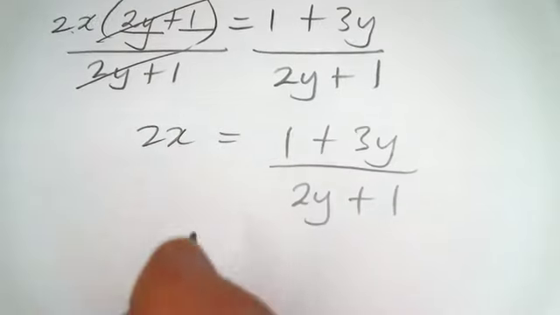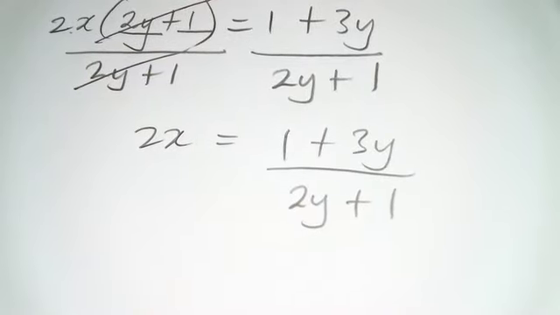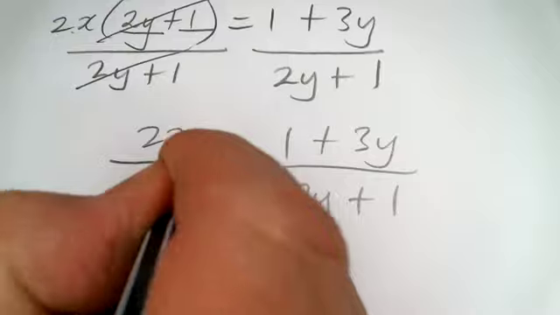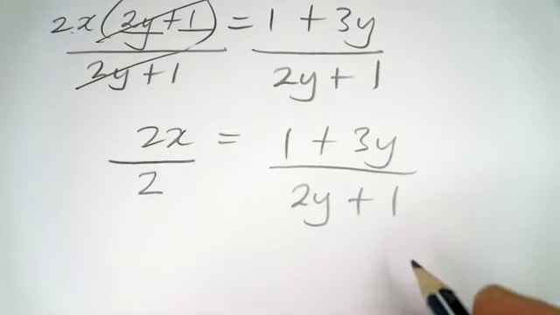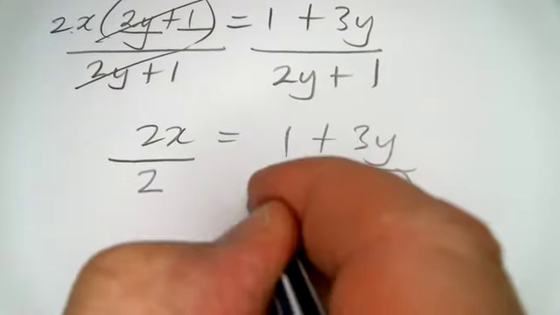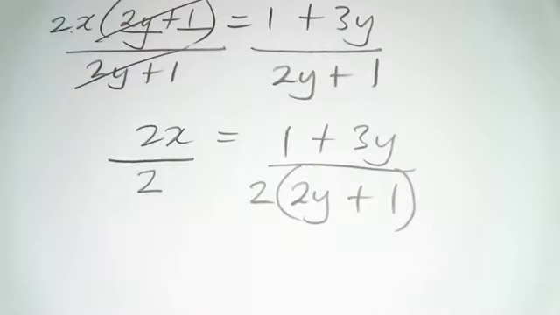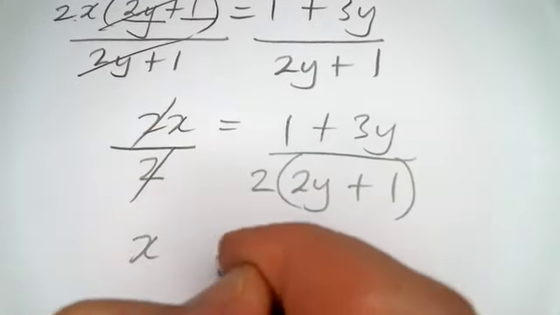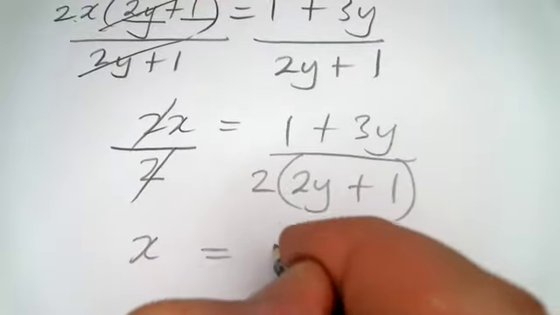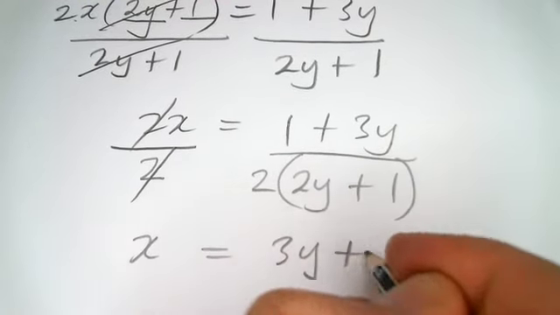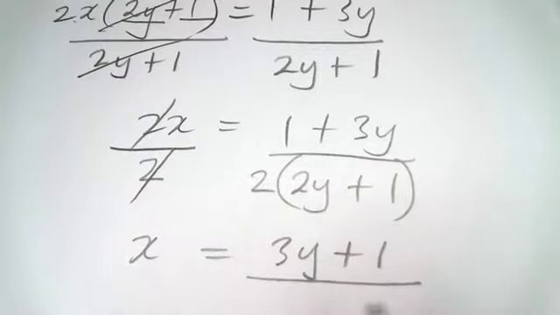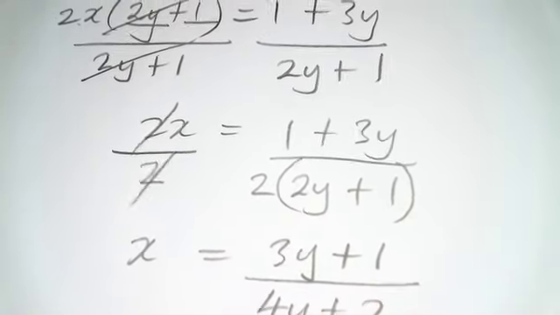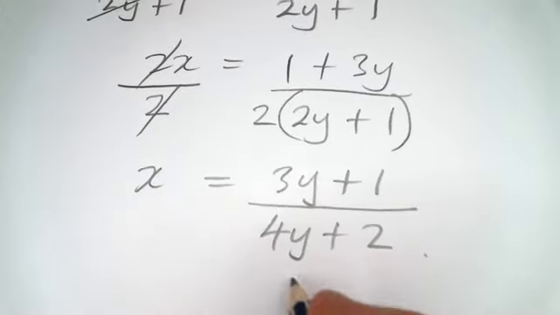Now I need to find x, not 2x, so I'm now going to divide both sides by 2. So I'm going to divide this by 2, and to divide this by 2, I simply multiply the bottom of that by 2. So 2 divided by 2 is 1, 1 times x is x, and that leaves me with 3y plus 1 over, and I'm going to expand all this out to be 4y plus 2. And there is my solution.